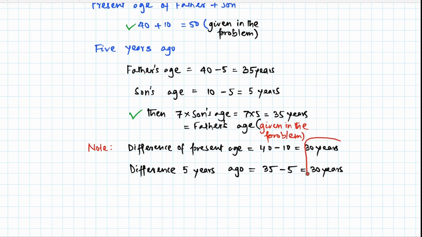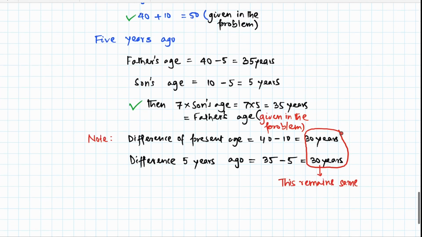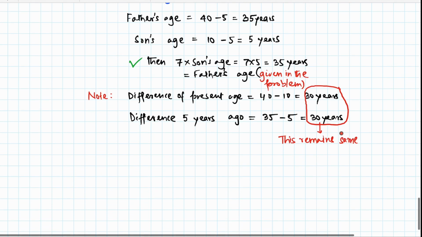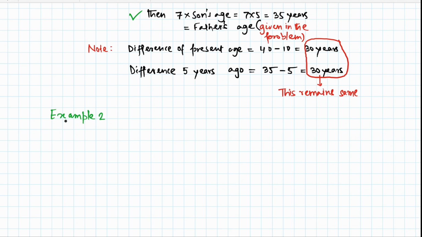So what we understood is the difference of the age remains the same, whether it is a present age or a past age. So this remains the same. I hope this is so simple. If we follow these steps, we can easily deal with this kind of age problem.